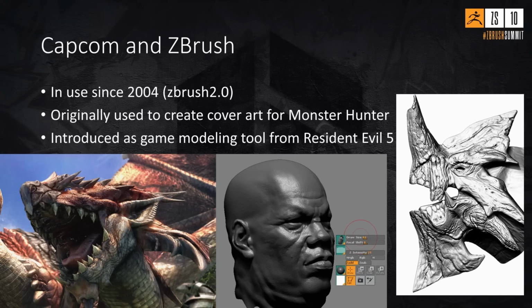After that, starting with Resident Evil 5, we used ZBrush to create in-game textures, because games started to use normal maps as the norm. Now, ZBrush has become an essential tool for creating characters and environmental pieces. Most of the models use ZBrush for sculpting and texturing.